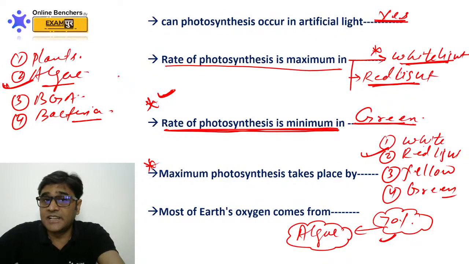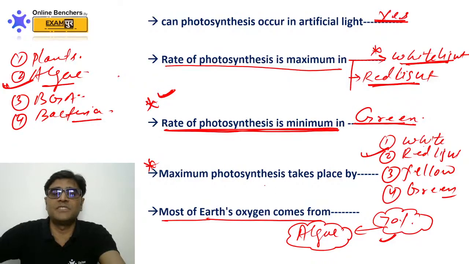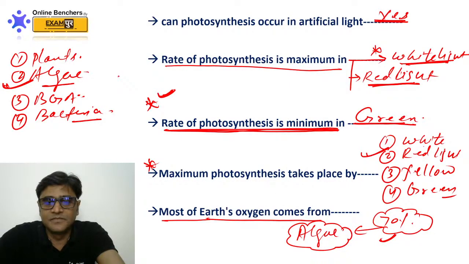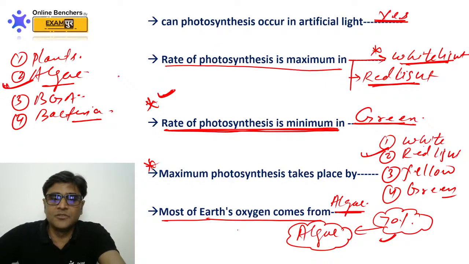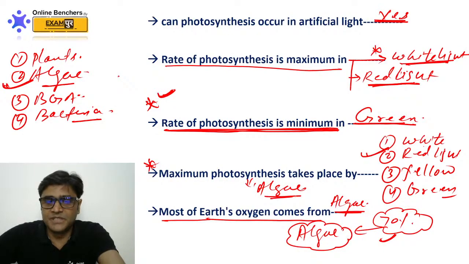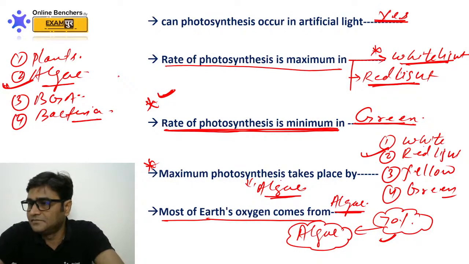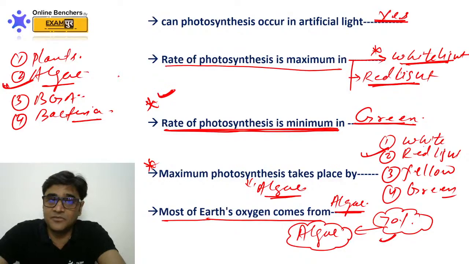Blue-green algae is not an algae, it is a bacteria, a photosynthetic bacteria, or you can say autotrophic bacteria. So suppose the question is, most of the earth's oxygen comes from, again your answer should be algae, because maximum photosynthesis is done by algae. So please remember, my dear friends, because blue-green algae is not an algae. Sia Pandey Singh, absolutely right, very good. It is an autotrophic or photosynthetic bacteria.